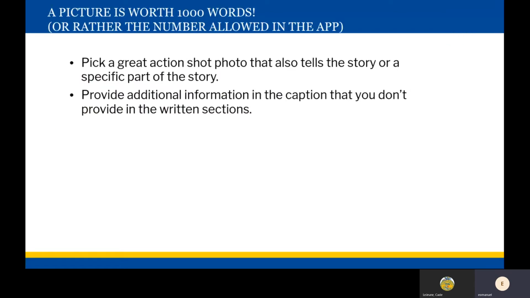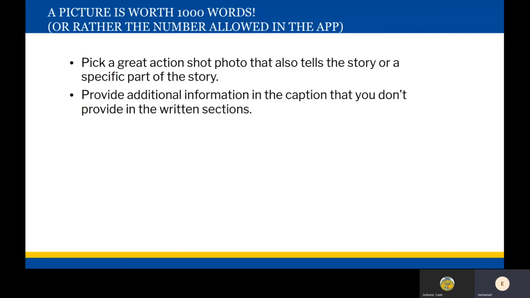So, and then the pictures. A picture is worth 1,000 words, or the number that's allowed in the application. There's a lot of characters for that photo caption, and you want to use it. That is your chance to tell anything else that you were not able to fit somewhere else on the application. Pick a really good action shot photo that tells the story, or at least a specific part of the story of what happened at that event. Provide additional information in the caption that you don't provide in the written section.